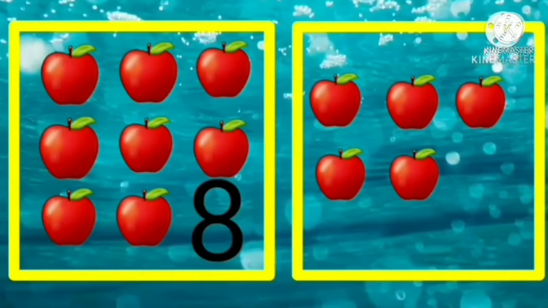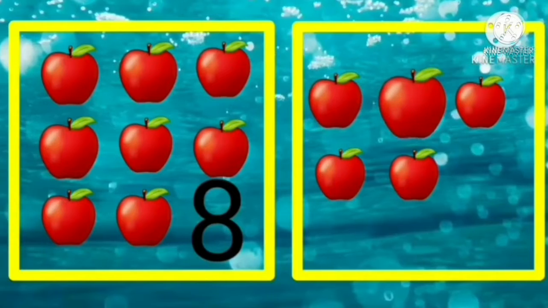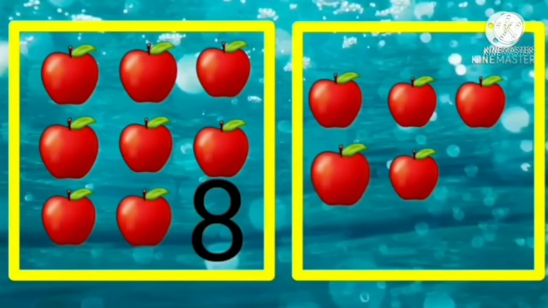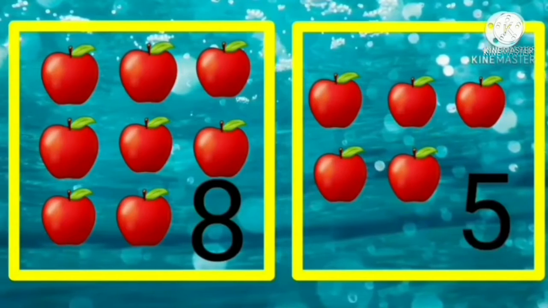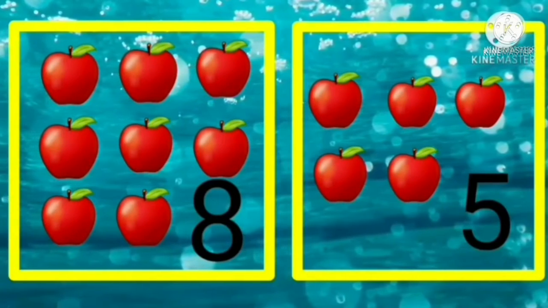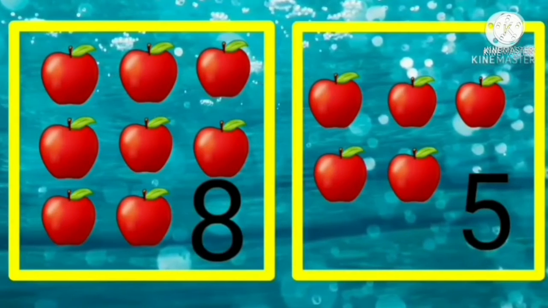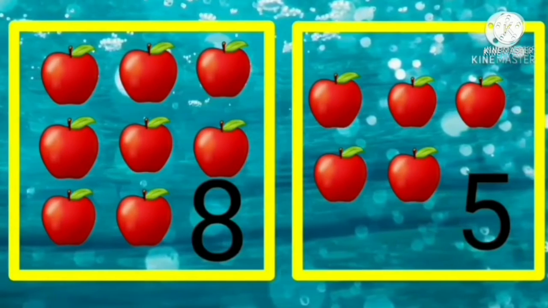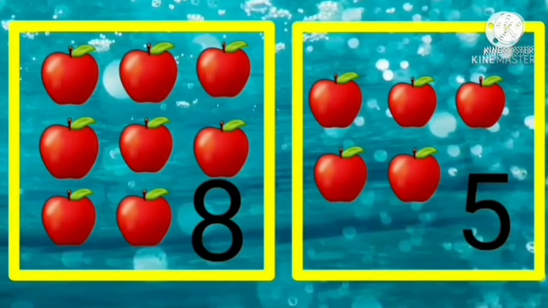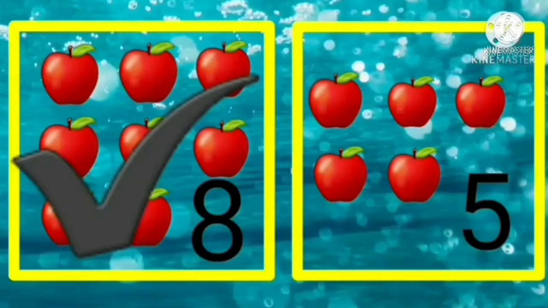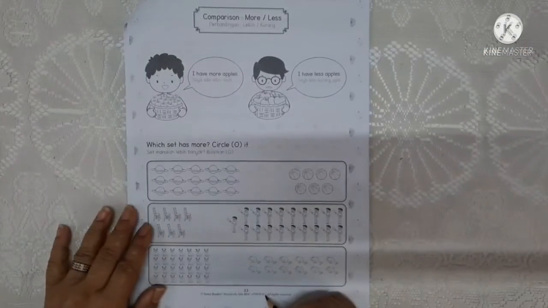Ready? 1, 2, 3, 4, 5. 5 apples in the second group. Okay, children, which group has more apples? The first group. You are right. The first group. Now turn to page 33.